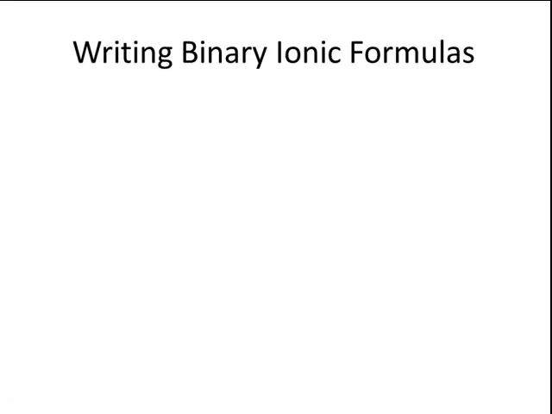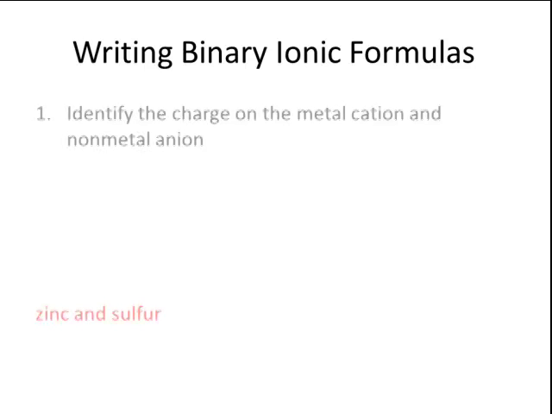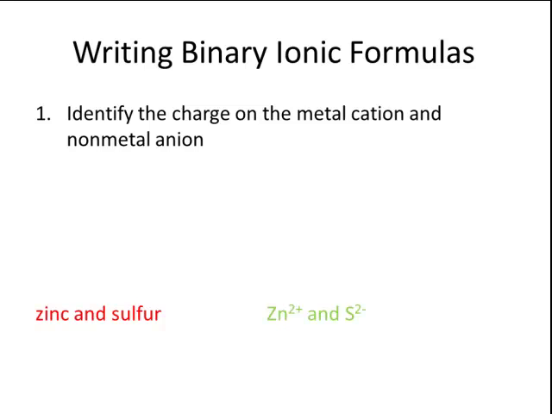Now that we know a lot about how elements form compounds, we need to know how to name those compounds and how to write their chemical formulas. When writing binary ionic formulas, the first thing you need to do is identify the charge on the metal cation and on the nonmetal anion. So if you had a compound that was made of zinc and sulfur, zinc will always have a 2 positive charge, and sulfur will have a 2 negative charge.